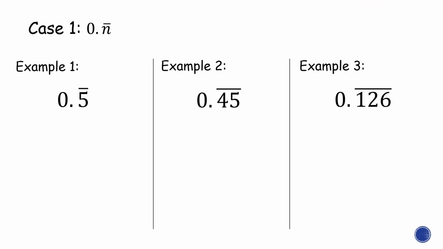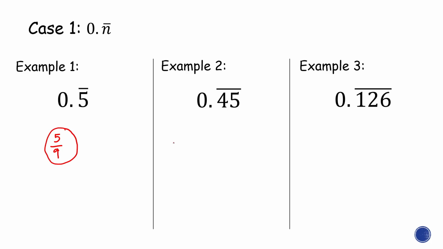In case number one, as you can see in the three examples, the ones digit is 0. So for example number one, there's only one repeating decimal digit. If that is the case, then we can simply take away that decimal point and the 0 and then divide it by 9.